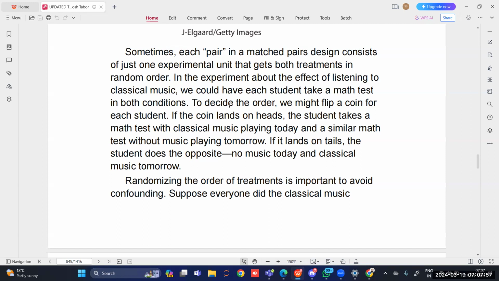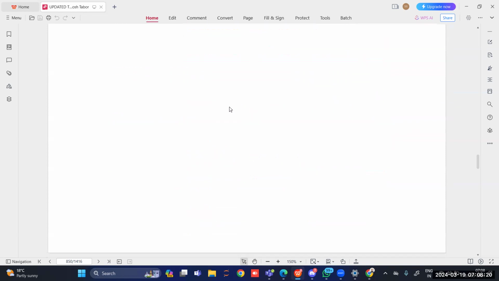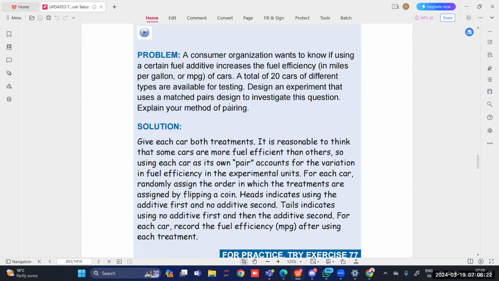If the coin lands on heads, the student takes a math test with classical music playing today and a similar math test without music playing tomorrow. So we distribute the experiment over two days, today and tomorrow. If a person gets the math test with classical music on day one, he gets the math test with non-classical music on day two. Is it clear, Zaid, how we are doing all these things? Yeah.